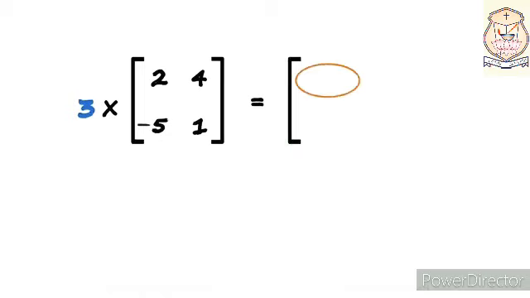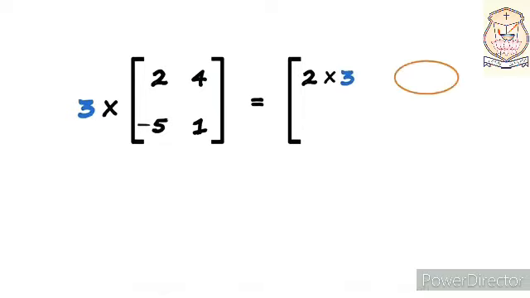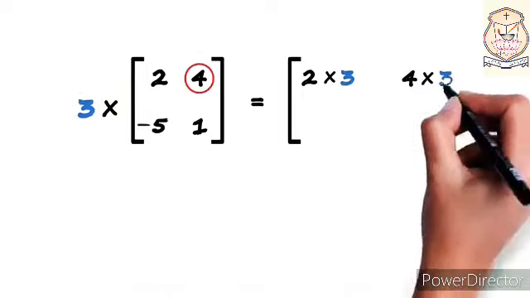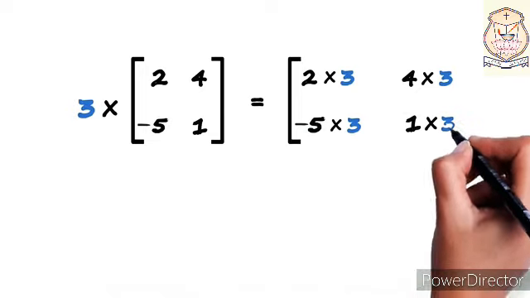To get the 1/1th element of the resulting matrix, we multiply the 1/1th element of the original matrix by 3. We get 2 multiplied by 3. To get the 1/2th element of the resulting matrix, we multiply the 1/2th element of the original matrix by 3. The 1/2th element is 4, so we write 4 multiplied by 3 here. Now I want you to pause the video and find the elements in these two positions. We will have minus 5 multiplied by 3 here and 1 multiplied by 3 here.